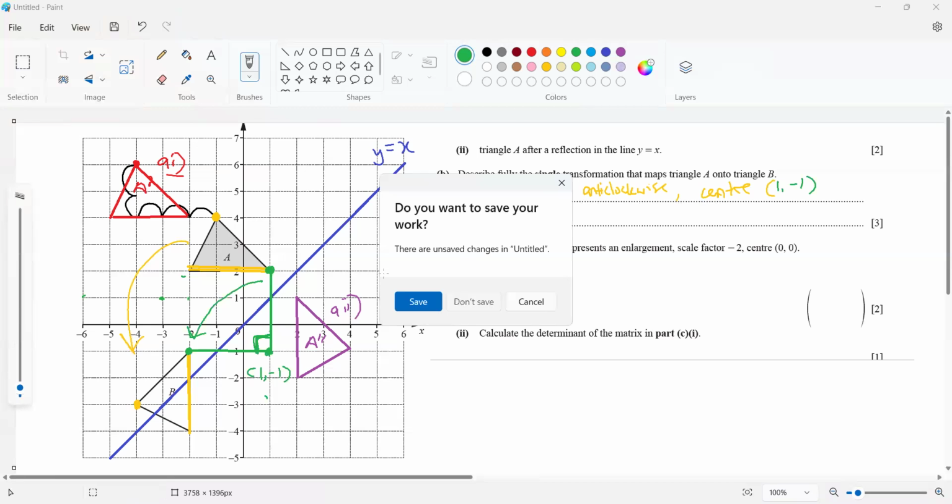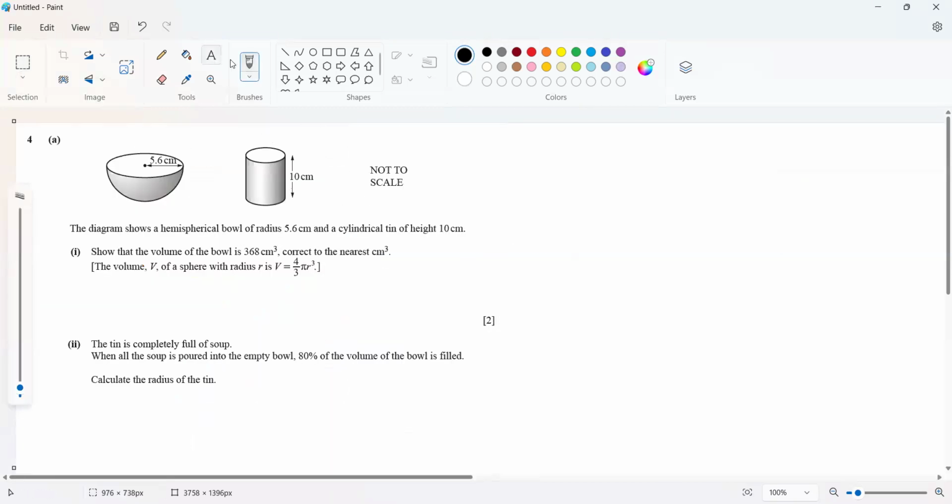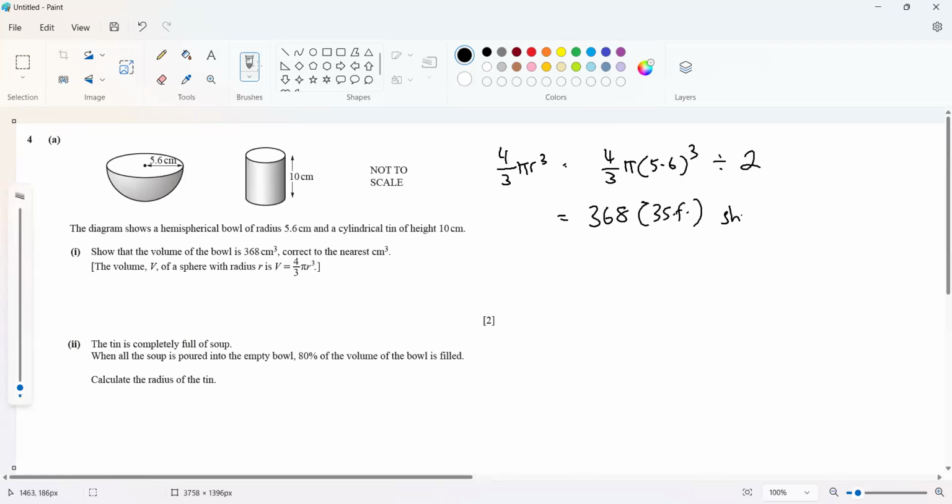Moving on to question number 4, we have a diagram that shows a hemispherical bowl of radius 5.6 and a cylindrical tin of height 10. Show that the volume of the bowl is 368, correct to three significant figures. All we need to do is plug in our formula. 4 over 3 pi r cubed equals 4 over 3 pi times 5.6 cubed. This is a hemisphere, however, so it is going to be divided by 2 because this is half a sphere. It is not a full sphere. So 4 over 3 pi r cubed, and then divide by 2. That would be 368, correct to three significant figures. This is shown.